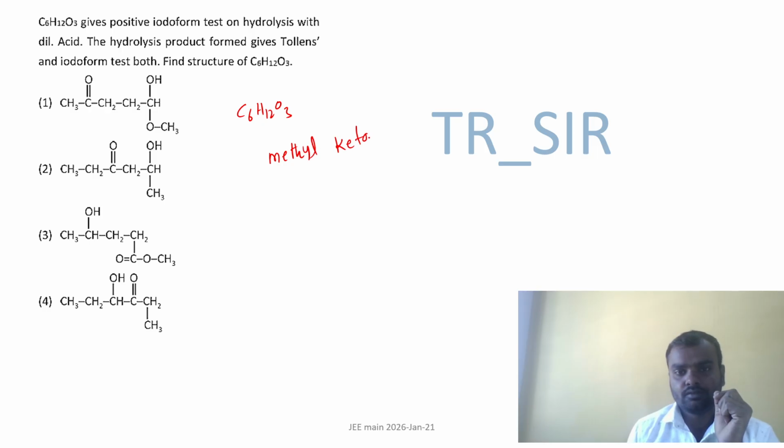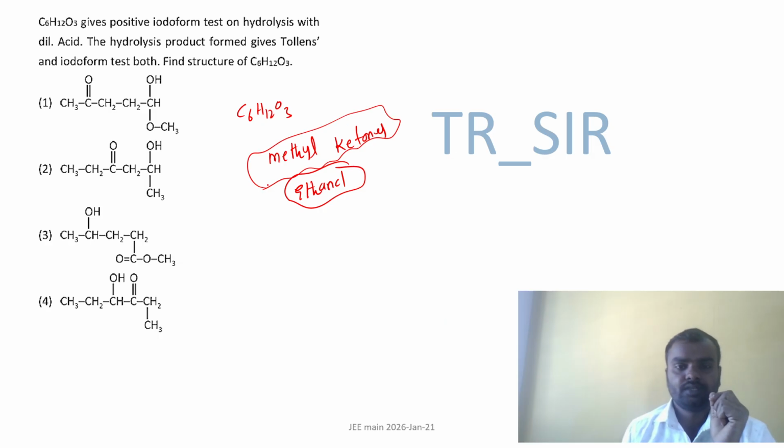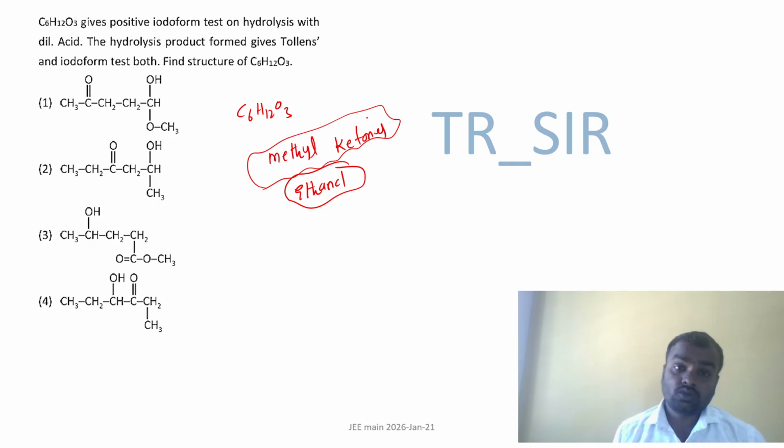Methyl ketones and ethanol will give the iodoform positive test. Now, on hydrolysis with dilute acid, the hydrolysis product formed gives the Tollens test. Tollens test will give only aldehydes, not ketones, right? So after hydrolysis, the product is giving both the Tollens as well as the iodoform test. Let us see what will happen.